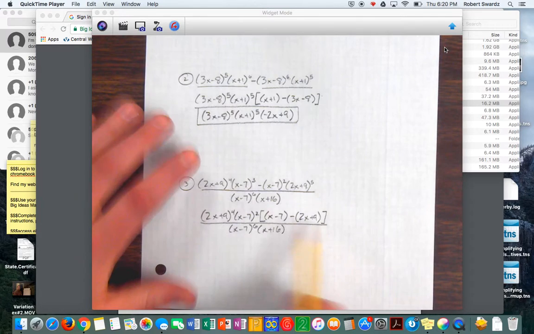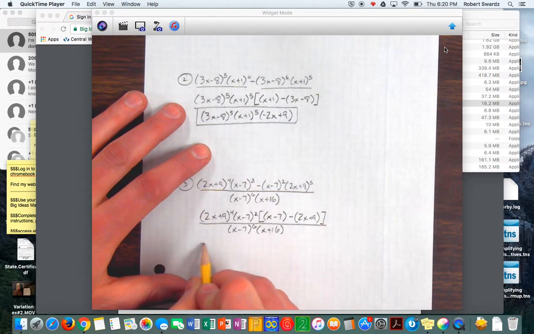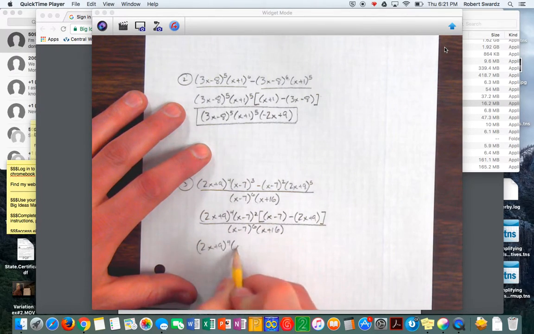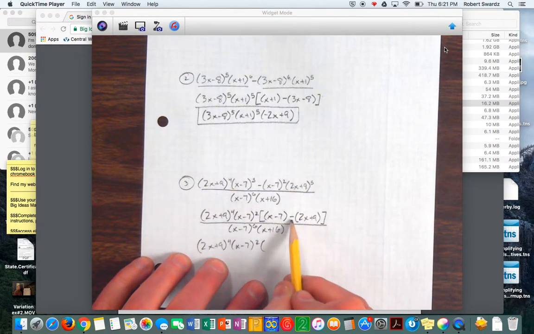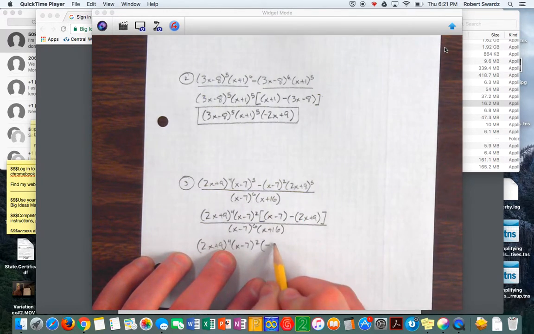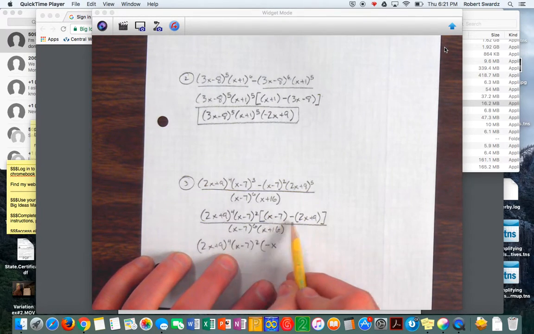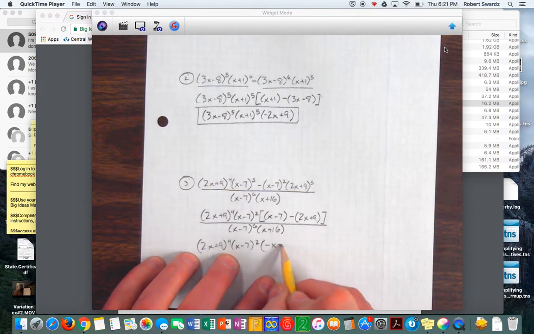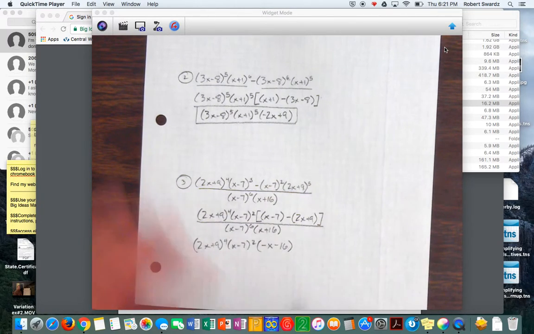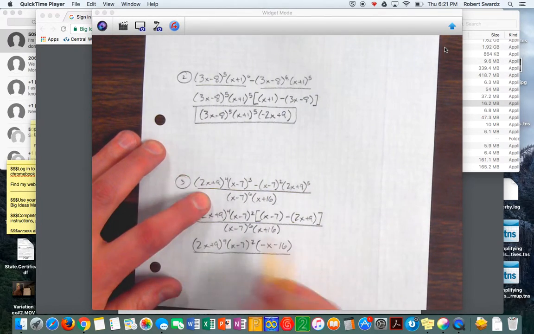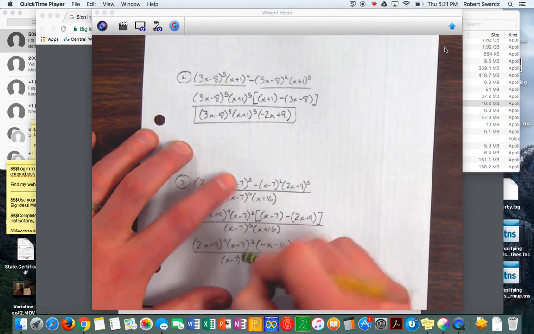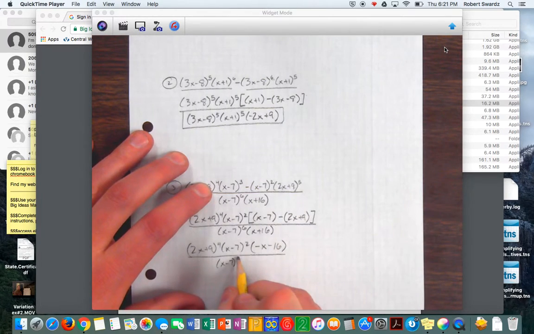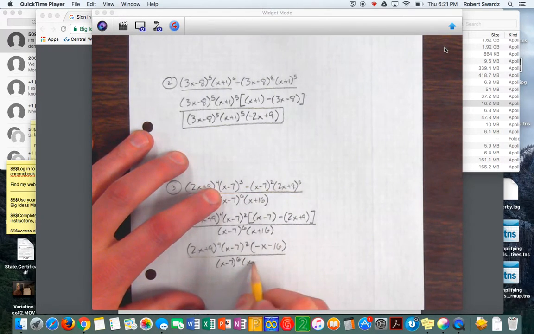Well, let's simplify this a little bit, see what happens. So we get 2x plus 9 to the 4th, x minus 7 squared. X minus 2x is negative x. Negative 7 minus 9 is negative 16. And on the bottom, we still have x minus 7 squared. Oops, sorry, to the 6th. And x plus 16.